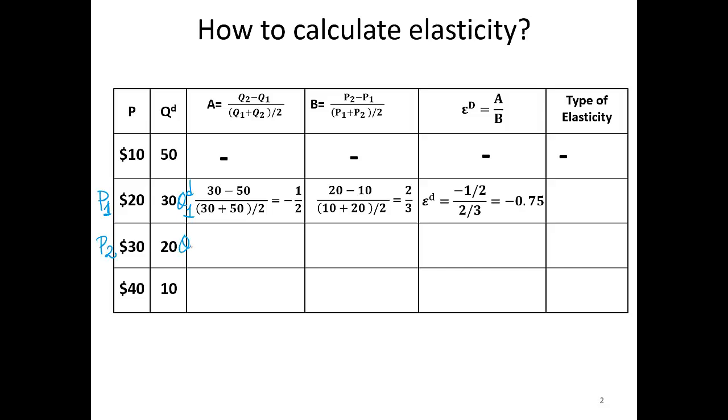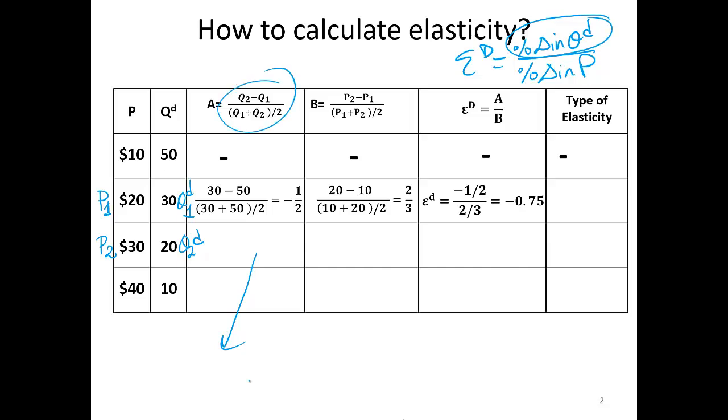Now I have 20 customers only. Okay, so let's calculate. The elasticity formula looks like this: price elasticity of demand equals percent change in quantity demanded divided by percentage change in price, right? So for the numerator here, let's calculate that.